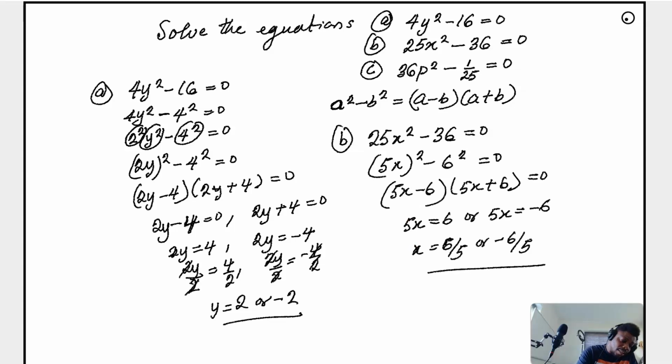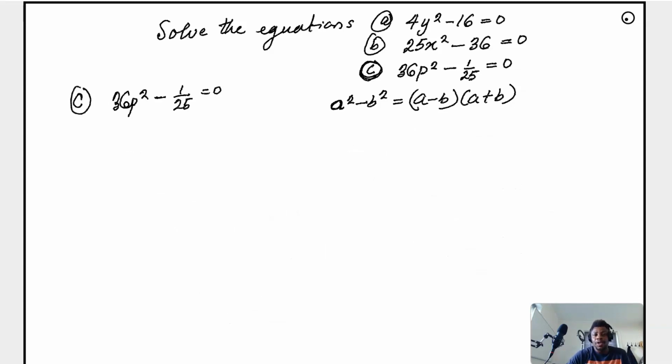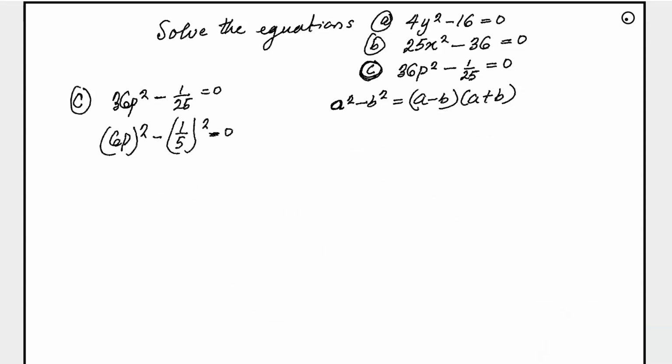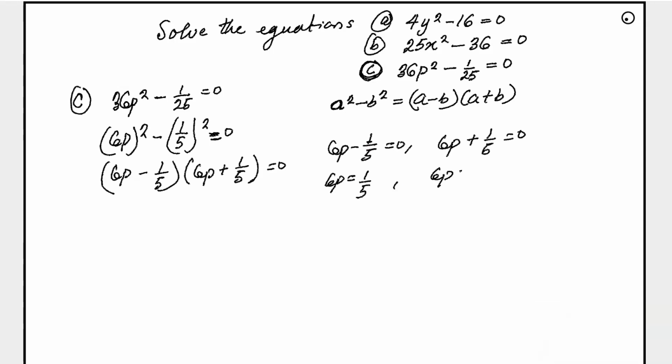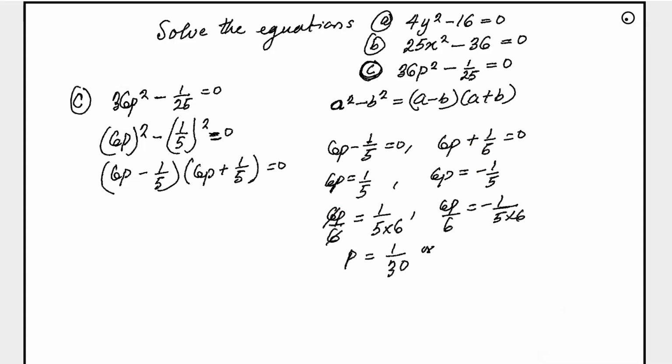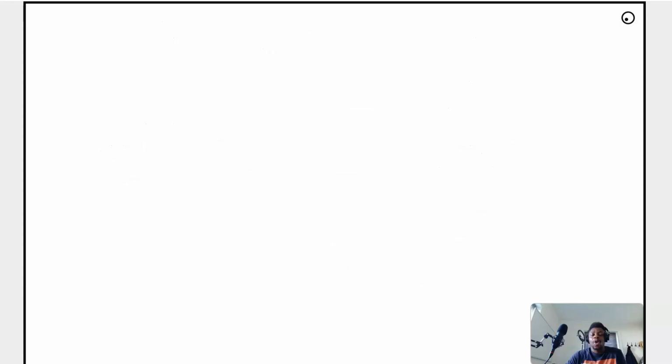Now, for C, pause the video and try to do that. Now, let's see if you got the solution for C. So this is 6p all squared. That is minus that.